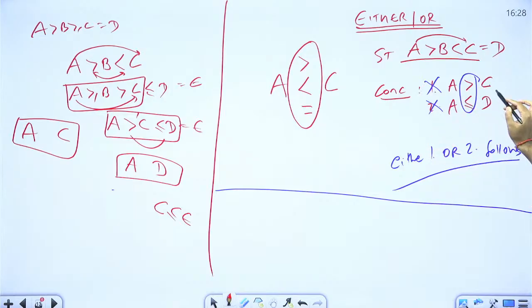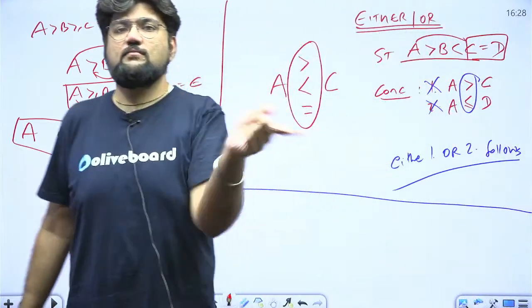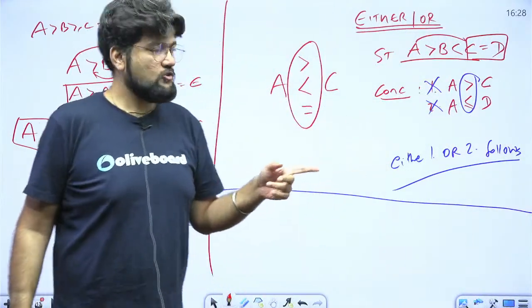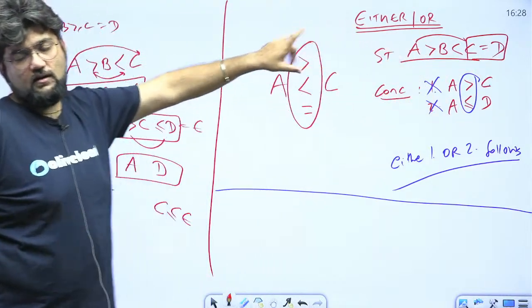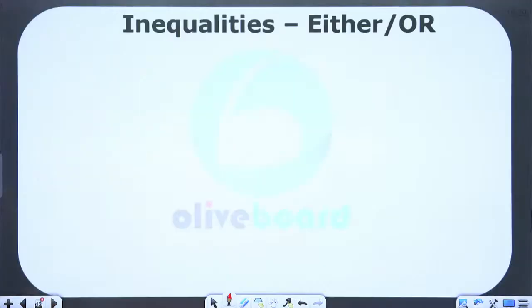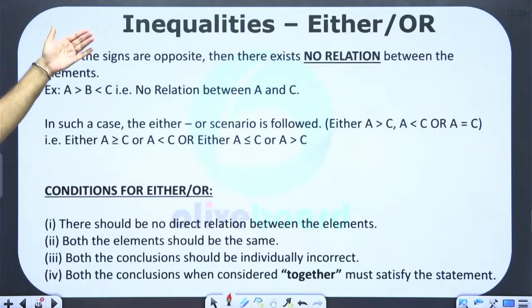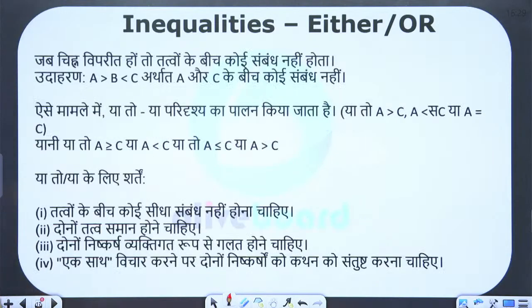No. The elements can still be replaced because they are both equal. So if you ever see equal elements, they are replaceable. They are interchangeable. So instead of D, I can write C. Instead of C, I can write D. That's one and the same thing for me. Remember that. So that's all about inequalities. This is what is written here. Everything is mentioned here for your comfort so that you can read through it and understand.